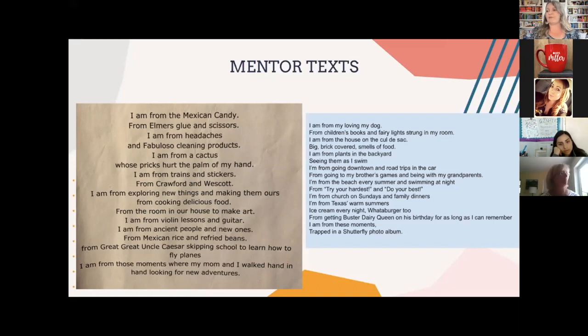And then listen to this other one. I am from my loving dog, from children's books and fairy lights strung in my room. I'm from the house on the cul-de-sac, big brick covered smells of food. I'm from plants in the backyard, seeing them as I swim.